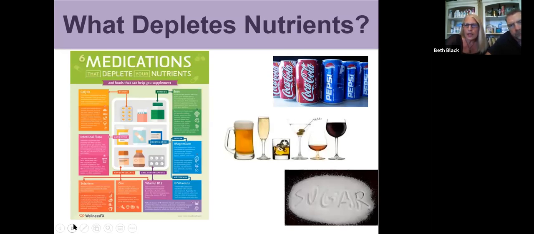Anytime you're on a medication, your nutrients are depleted in some way, shape, or form, some more than others. So it depends what medication you're on. If your doctor can't answer that, then I encourage you to have your pharmacist answer that. We do have a pharmacist on the line today as well.